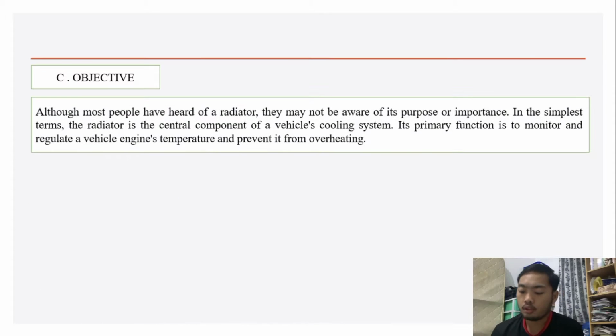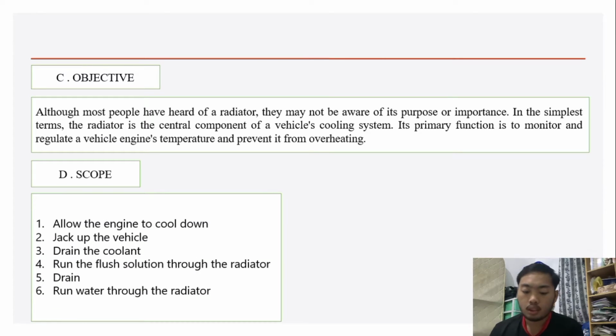Although most people have heard of a radiator, they may not be aware of its purpose or importance. In the simplest terms, the radiator is the central component of a vehicle's cooling system. Its primary function is to monitor and regulate a vehicle engine's temperature and prevent it from overheating.